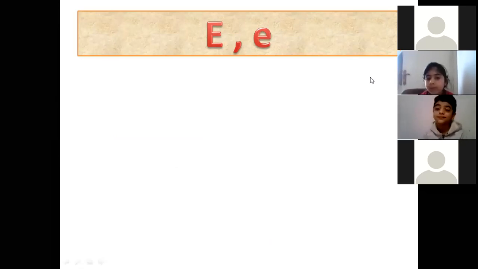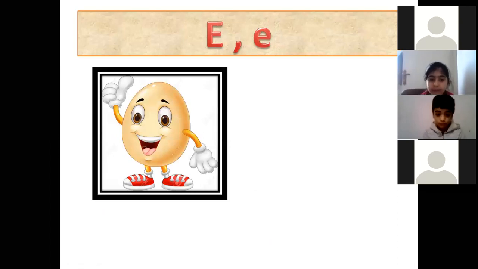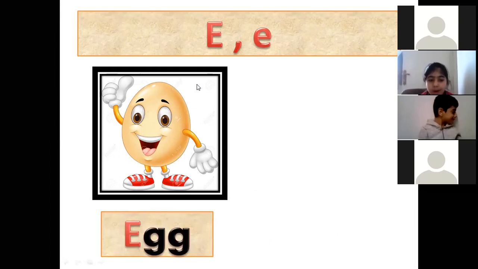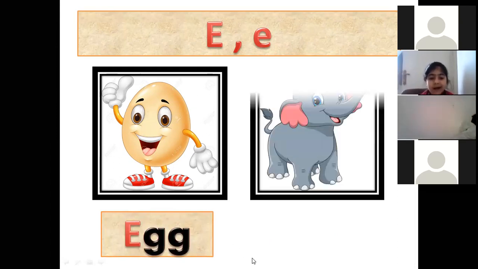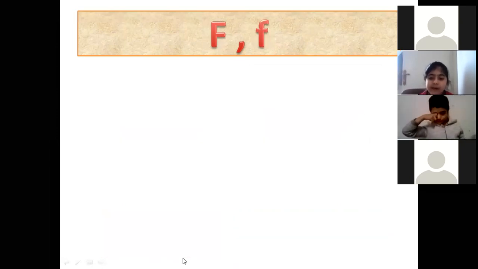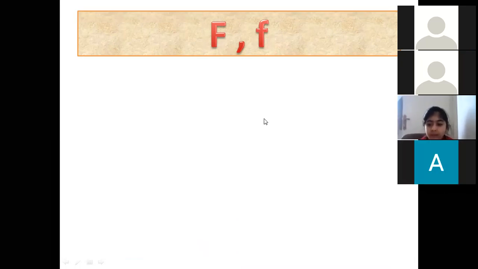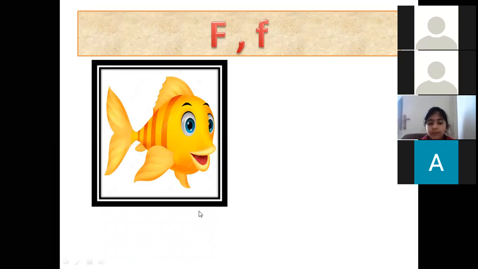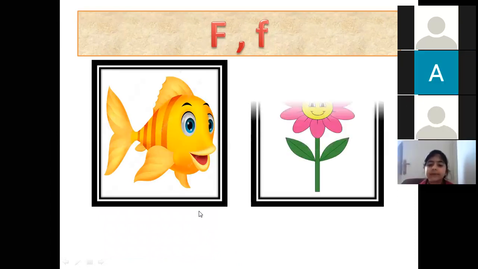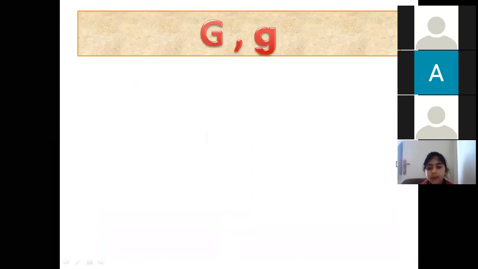Okay, what about this letter? Yes, Leon, what's this letter? Uppercase E or lowercase E. Good job, Leon. E for? Egg. And E for? Elephant. Good job. Now we have this letter. What is it, Aboudi? F. Very good. F for? Fish. And F for? Flower. Thank you, Aboudi.